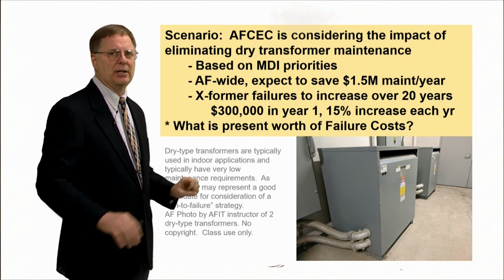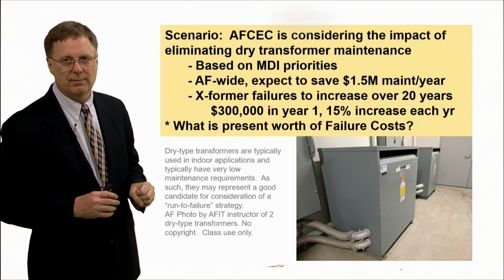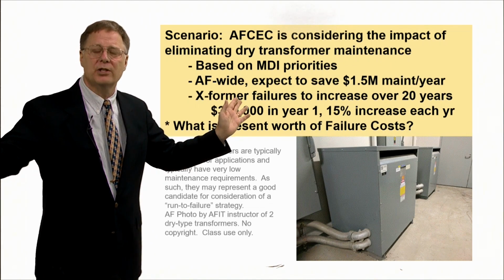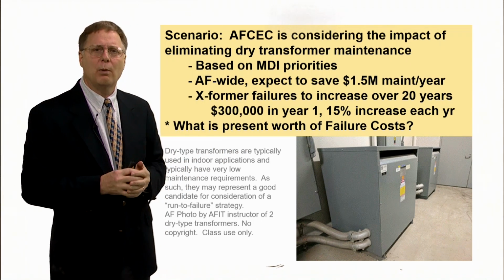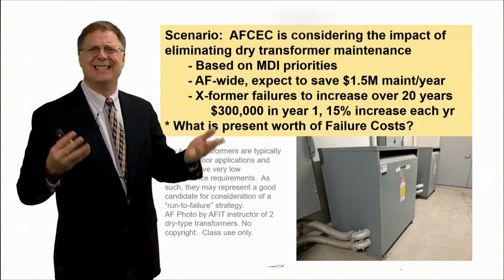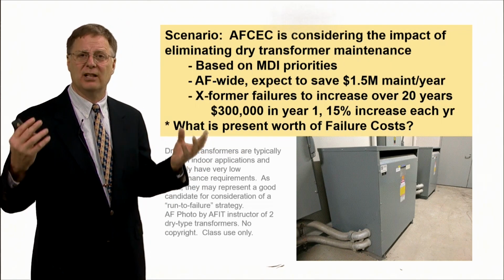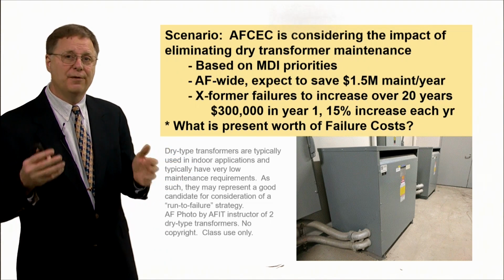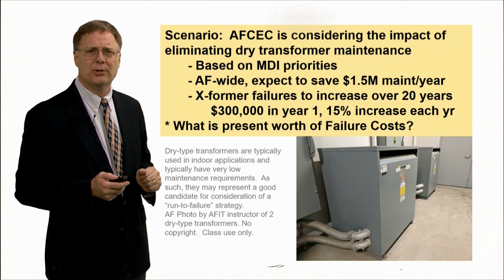By eliminating maintenance, they are expecting to save $1.5 million across the Air Force in maintenance. So each base is going to be a few $100s, whatever they do in maintenance, but across the Air Force, it's going to save $1.5 million. However, we expect across the Air Force, we'll probably lose a couple of transformers in the first year, and then every year thereafter we expect that to increase, because eventually in some of these mechanical rooms these things are going to get clogged up and they're going to degrade, and then they're going to go down. So 15% increase over that time period. What's the present worth of our failure costs?